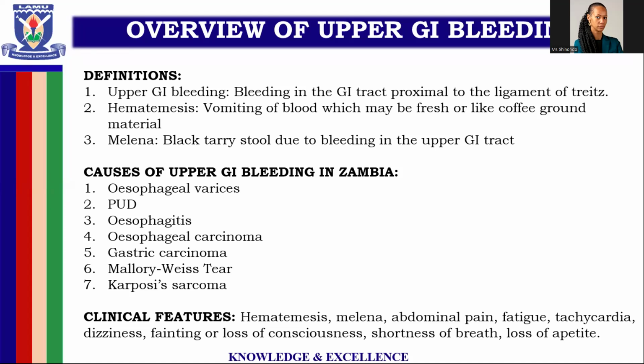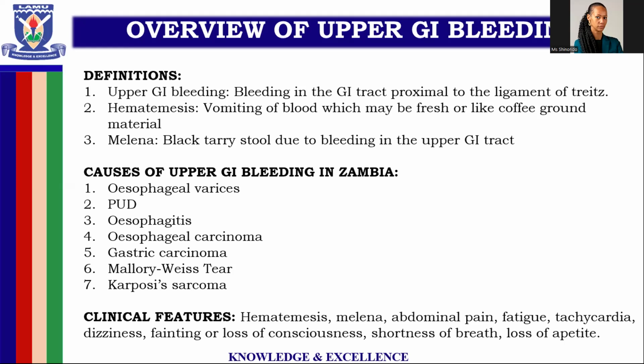Then melena is black tarry stool due to bleeding from the upper gastrointestinal tract. Some of the causes of upper GI bleeding in Zambia are esophageal varices and PUD, those two being the commonest, the top two causes of upper GI bleeding in our setup. However, we may also have esophagitis. We would have reflux esophagitis in the case of gastroesophageal reflux disease.